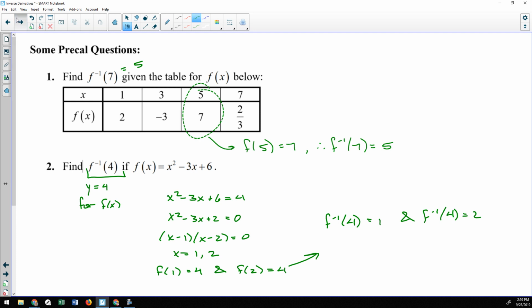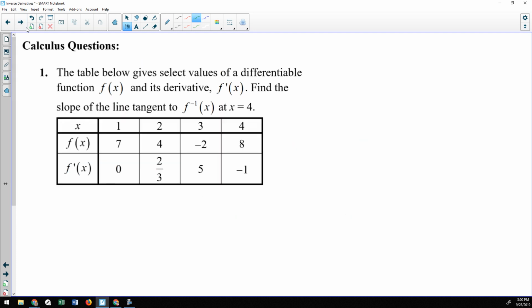So moving on and applying this to calculus, we have a table below that gives select values of a differentiable function f of x and its derivative f prime. I want to find the slope of the line tangent to f inverse at x equals 4. And if you are finding the slope of a line tangent, you will need the derivative. So in other words, we need the derivative of f inverse of x at x equal to 4.